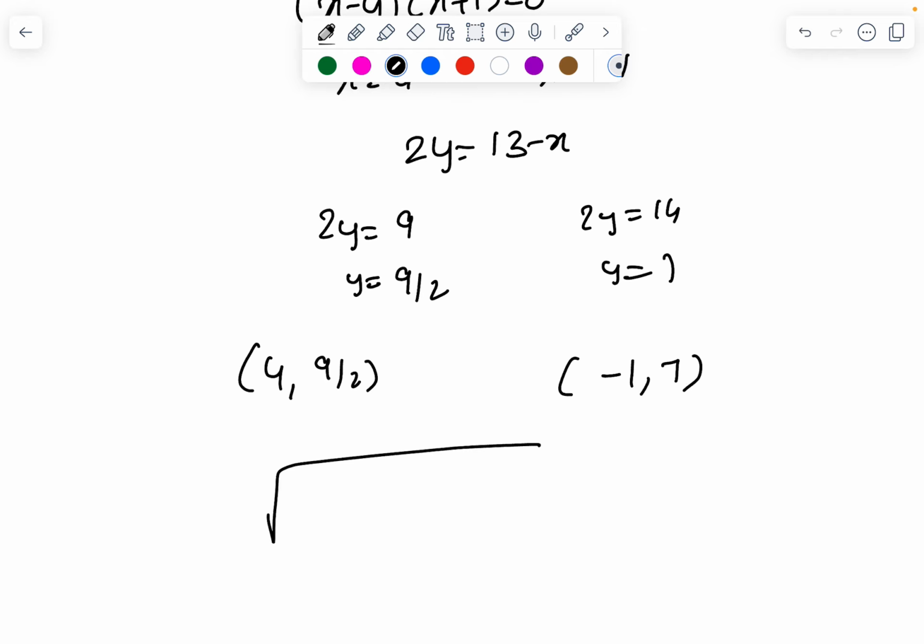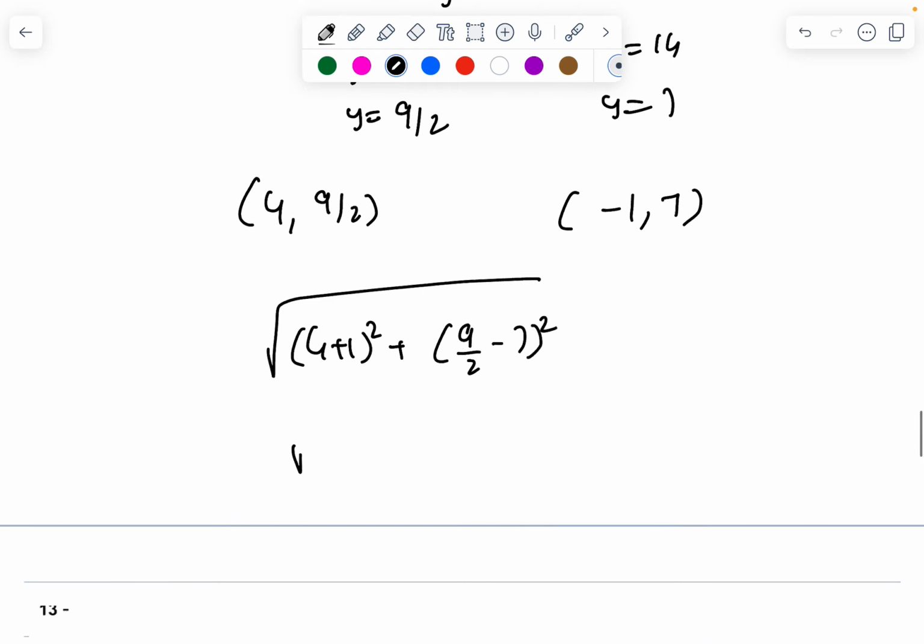Now the distance between them will be 4 plus 1 whole squared and 9 by 2 minus 7 whole squared, which is going to be 25 plus 25 by 4, which is the square root of 125 by 4.